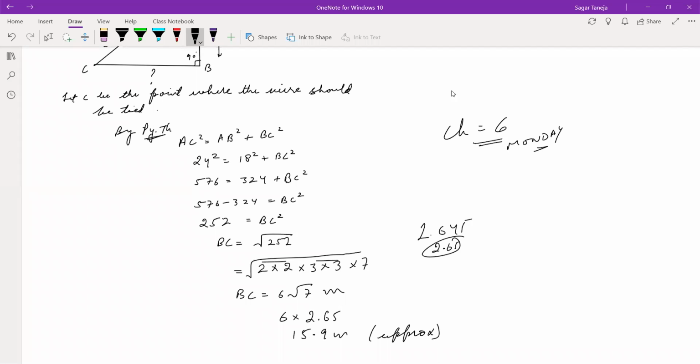But those who have sent it, it is very good. Those who have not sent, for them, till chapter number 5, today is the last day for submission. If you want full marks in your notebook, free marks.